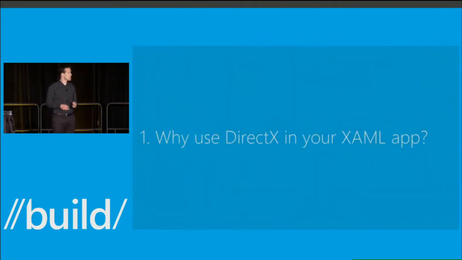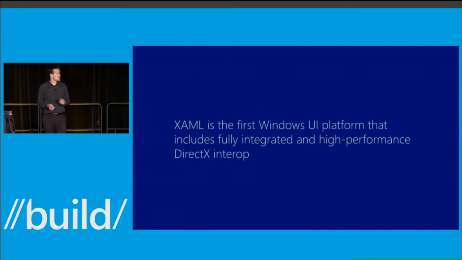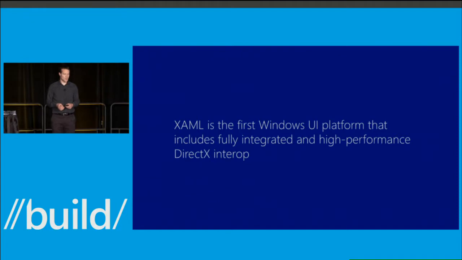So first up, why use DirectX in your XAML application? XAML is actually the first Windows UI platform that includes fully integrated and high-performance DirectX interop. We did have some DirectX interop in WPF through D3DImage, for those of you that have used that. But in XAML, we've been able to go much further. That's basically through our integration with the rest of the system. XAML is built on DirectComposition, and using that API set, we've been able to build really tightly integrated DirectX interop into the platform. So one of the reasons XAML and DirectX interop is a great idea is because now you actually can do it really well.